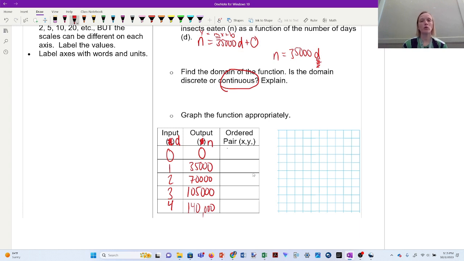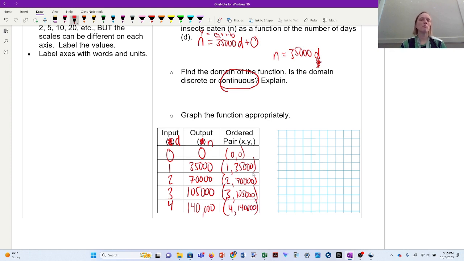So we've got our ordered pairs now. We're going to graph the point 0, 0, 1 with 35,000, 2 with 70,000, 3 with 105,000, and 4 with 140,000.